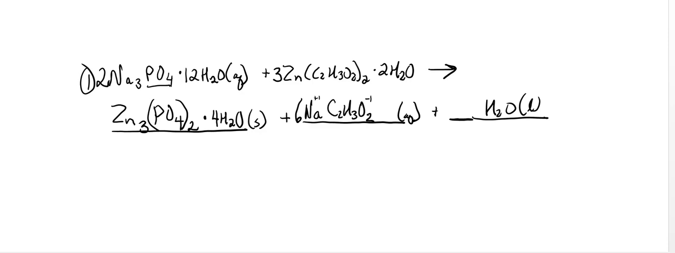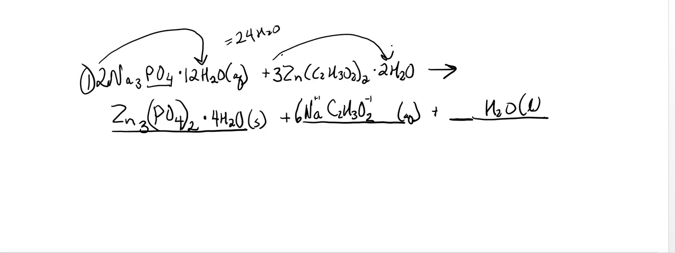Now we need to balance it for waters. If we have 2 of these things, how many waters do we have there? And how many waters would we have here? For a total of? If we have 4 right here, how many leftover waters? How many waters will this reaction give us? If 4 we need for zinc phosphate, how many will be left over?